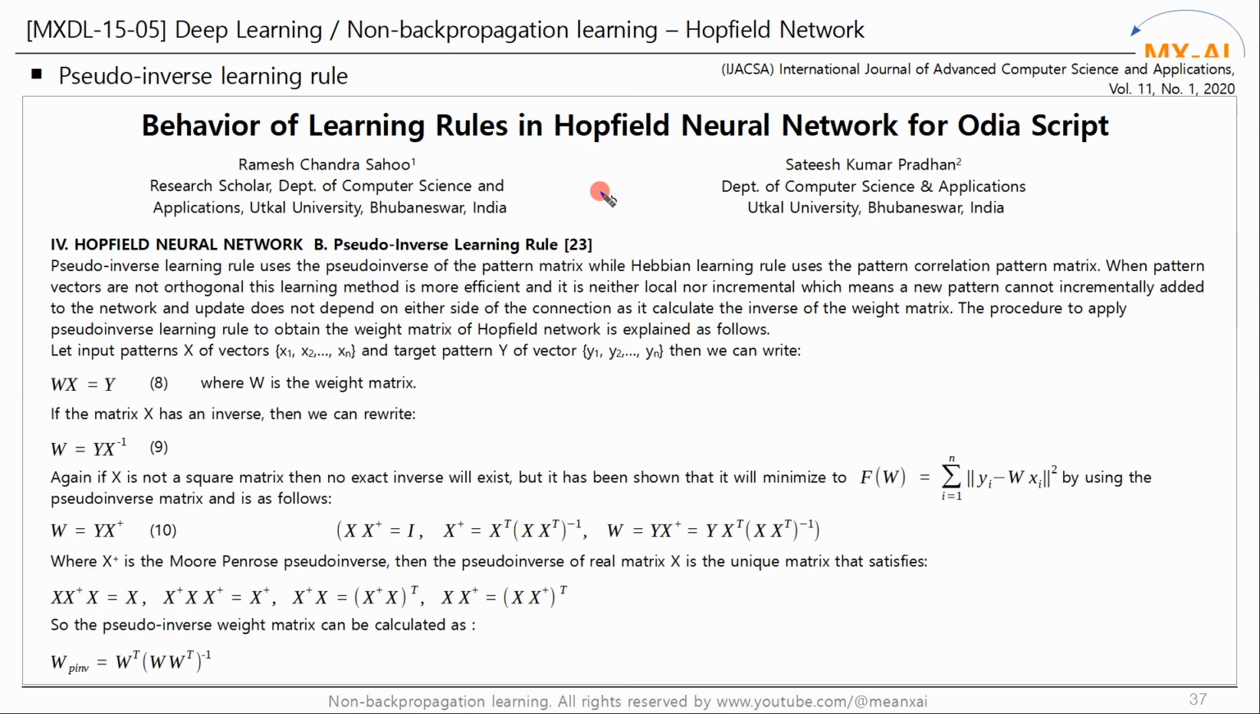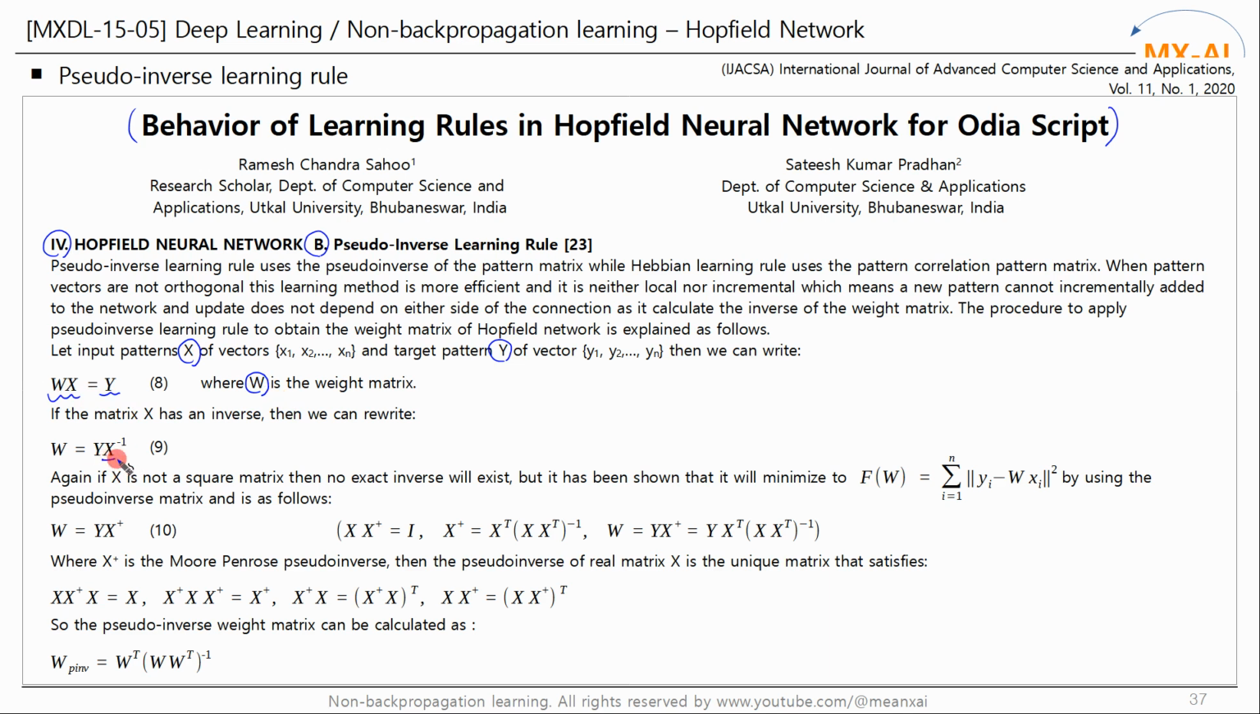Next, let's look at the pseudo-inverse learning rule. We will use the method presented in Section B of Chapter 4 of this paper. Let X be the set of input pattern vectors of size n, and let Y be the set of target pattern vectors of size n. Then the output Wx of the Hopfield network becomes Y, where W is the weight matrix.